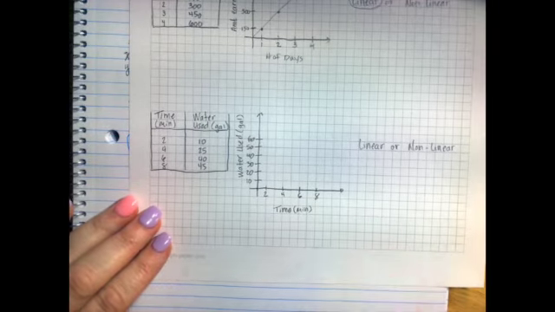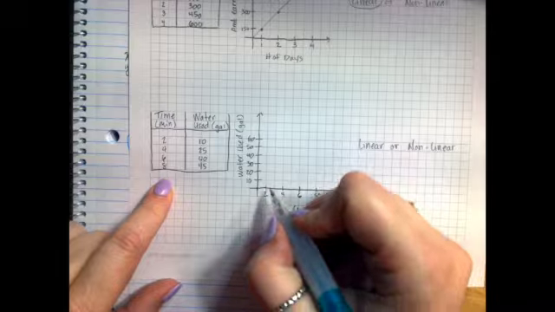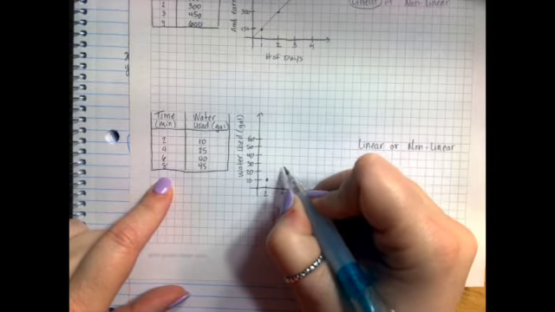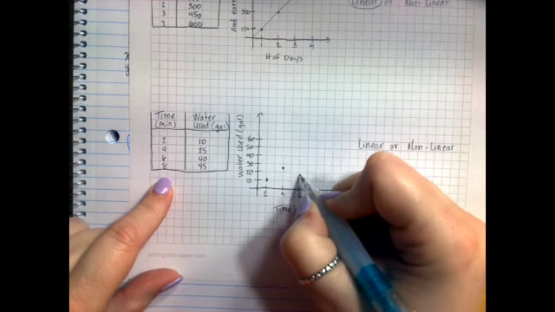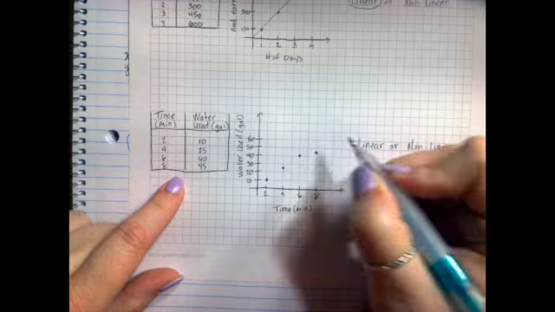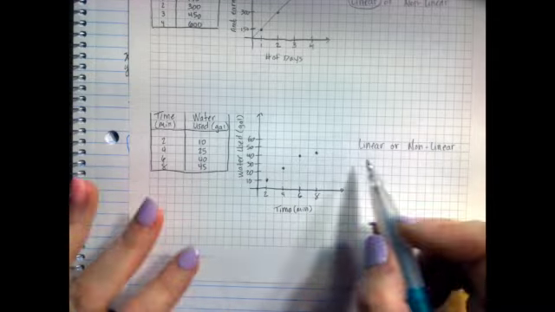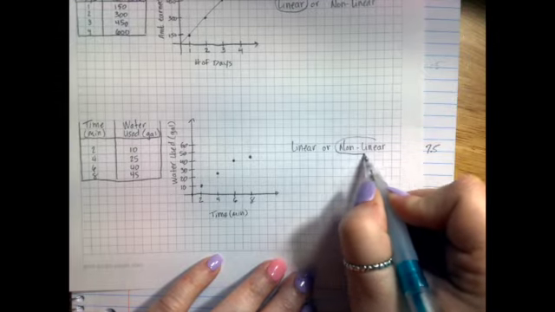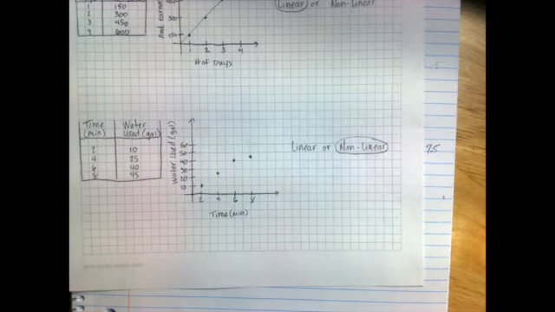What does that look like on a graph? Same information. I'm going to do 2 and 10, 4 and 25, 6 and 40, 8 and 45. Does that create a straight line? The answer is no. So I'm not even going to try to connect them. When they're all over like this, it is called nonlinear because it is not proportional. All right, I hope this helps.